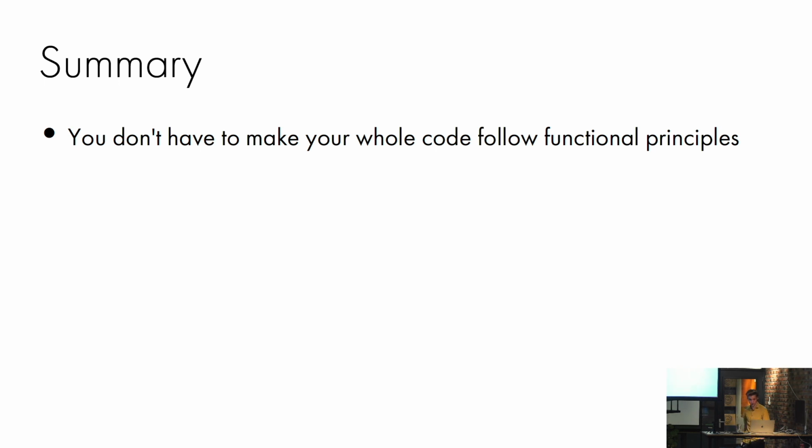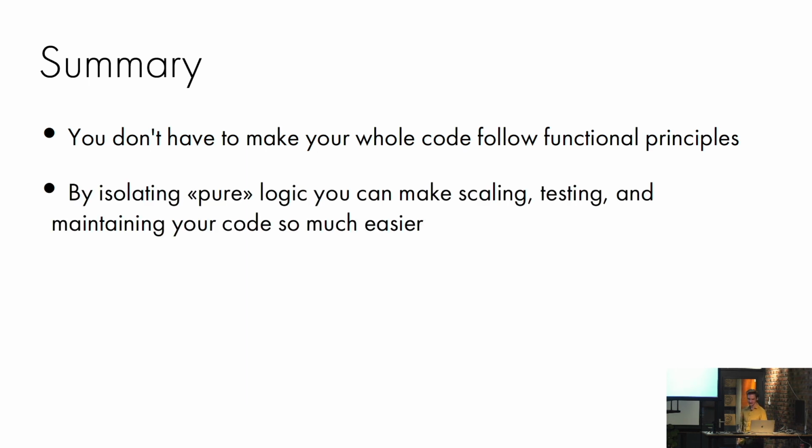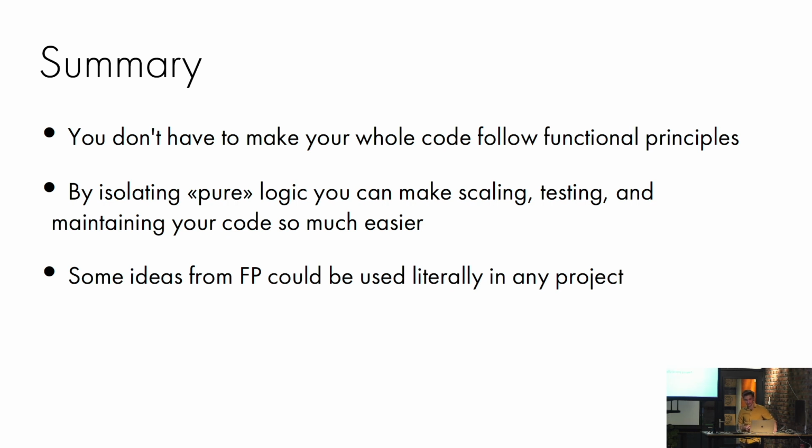So, summary. You don't have to make your whole code follow functional principles at all. It's not needed. There are a lot of small tricks that can help you. By isolating pure logic, you can make scaling, testing, and maintaining your code so much easier. And you don't even need to isolate everything, just some pieces of pure logic. It would still be good. Some ideas from functional programming could be used literally in any project, like no exceptions, it could even be quite low-level stuff and so on.